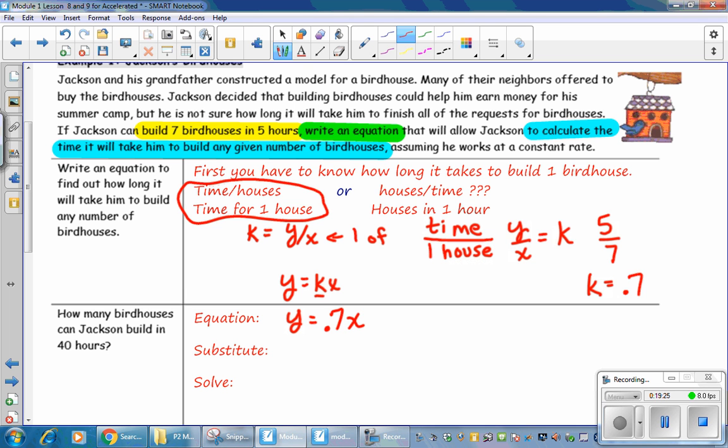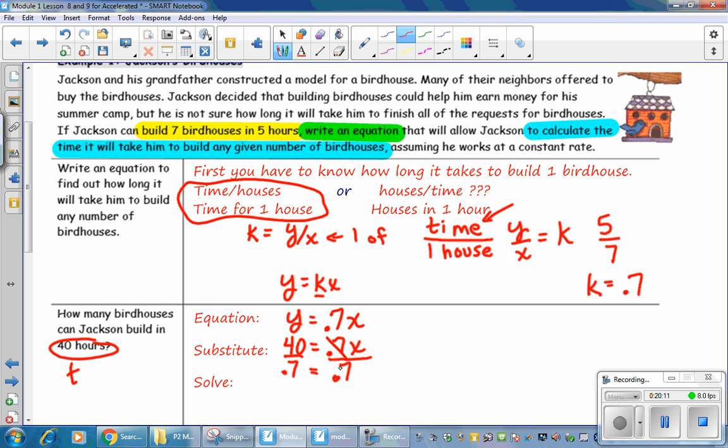Then our question: how many birdhouses can Jackson build in 40 hours? So we need to know, was y the hours or is x the hours? So look back, and we see that the time is the y value, so 40 hours is the time. So we'll substitute y. We get 40 equals 0.7x. And we need to determine 7 times what number is going to equal 40. To solve that equation, we're going to divide by 0.7. You have to do the same operation with the same number on both sides of the equal sign. So we're going to divide both sides by 0.7.